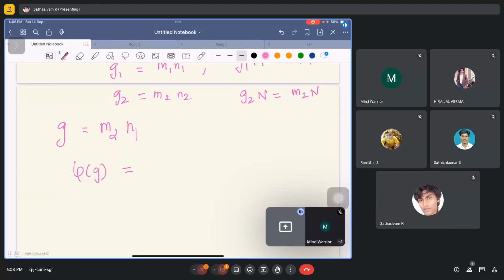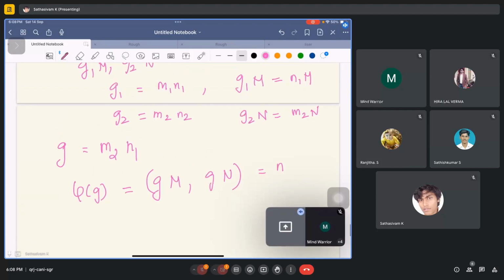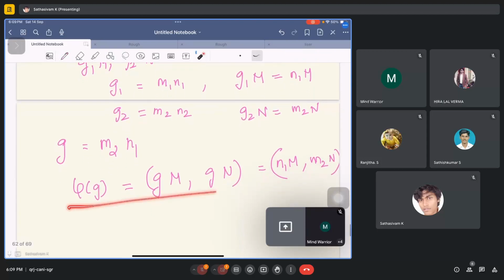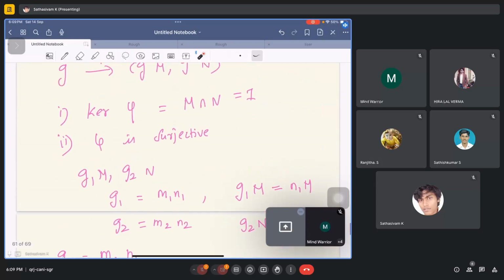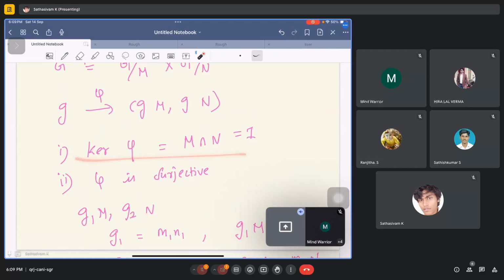Okay, and to prove that this phi of G is basically (Gm, Gn), this will be basically (N1M, N2M). So you need to prove this. I'll just give the idea of what you have to do, but there are some details left to be filled that you can easily fill in. These are not easy, but the kernel you can easily compute.